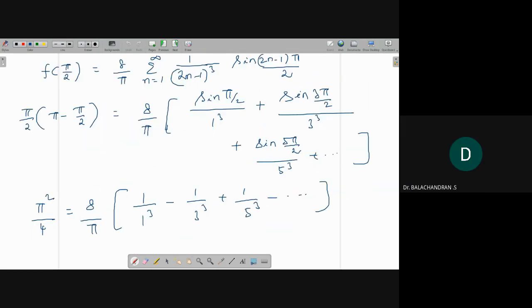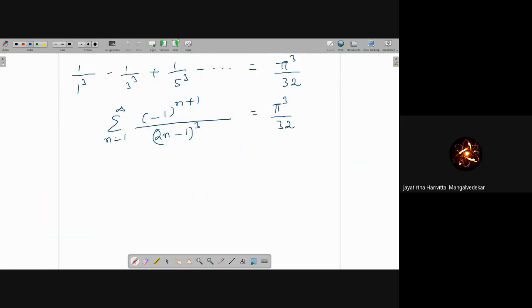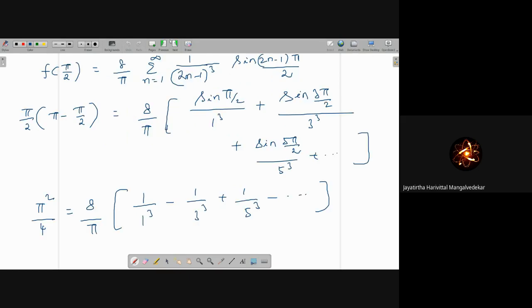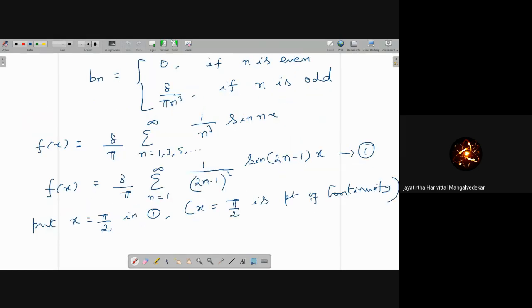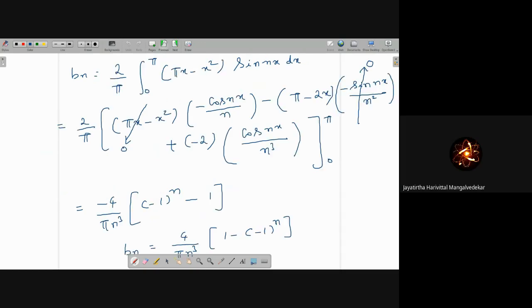Sir, please tell, instead of splitting the terms, can we directly substitute sine (2n minus 1) pi by 2 equal to minus 1 whole power n plus 1? Yeah, you can do it. Actually, we did it in the previous problem also, in the same manner. You can directly substitute this one by minus 1 whole power n plus 1. You can do it. Okay, sir. Yeah.